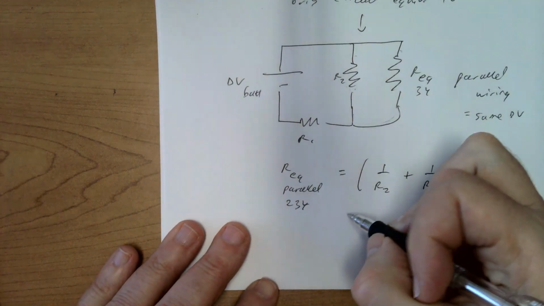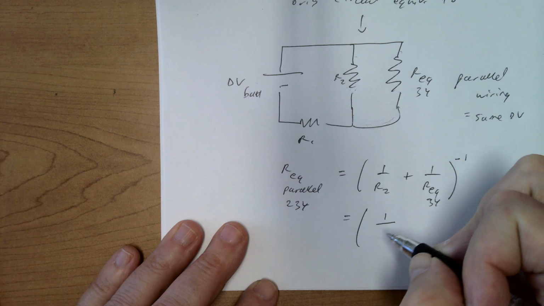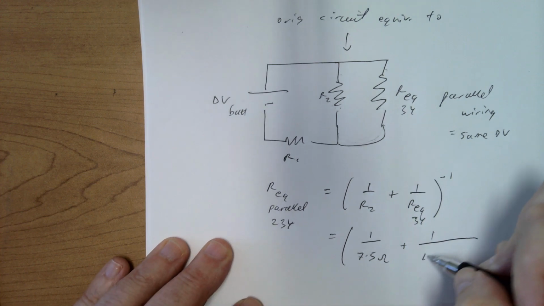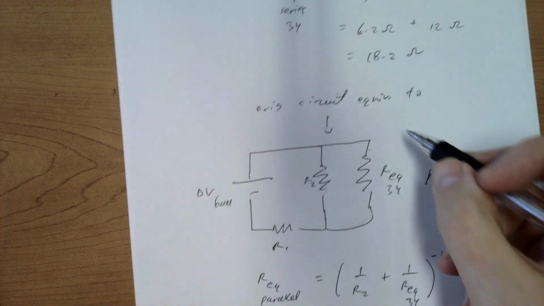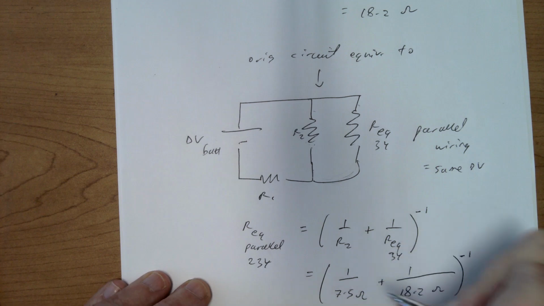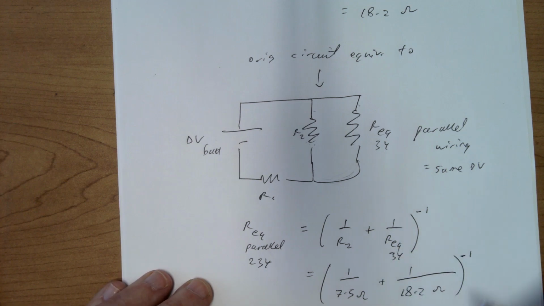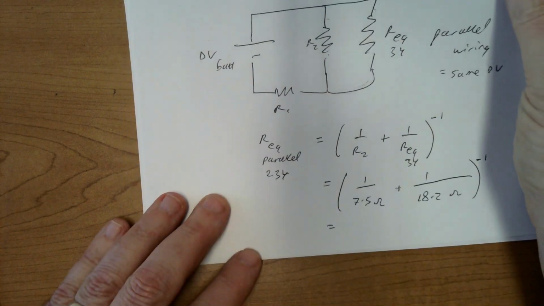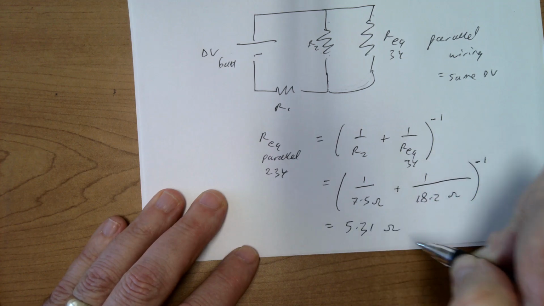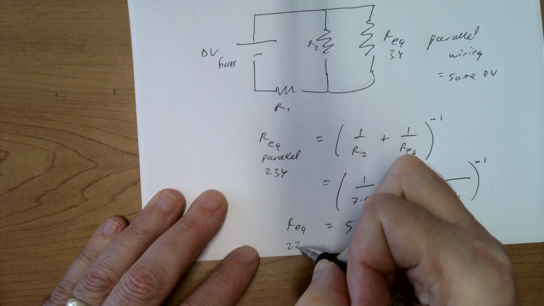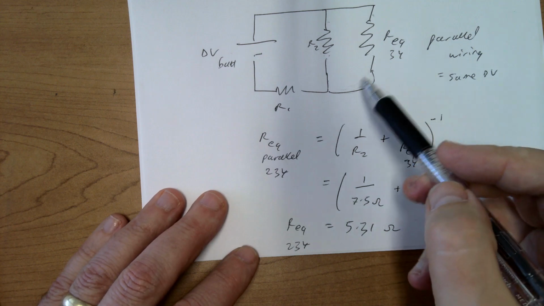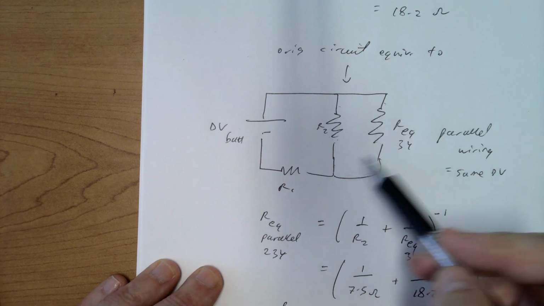So that will be 1 over 7.5 ohms, which is R2, plus 1 over 18.2 ohms, which is the result I found up here for R equivalent 3,4. I have to take the reciprocal of the final result. All right, that turns out to be 5.31 ohms. So that's R equivalent of 234. All right. That's taking these two guys to make an equivalent resistor.